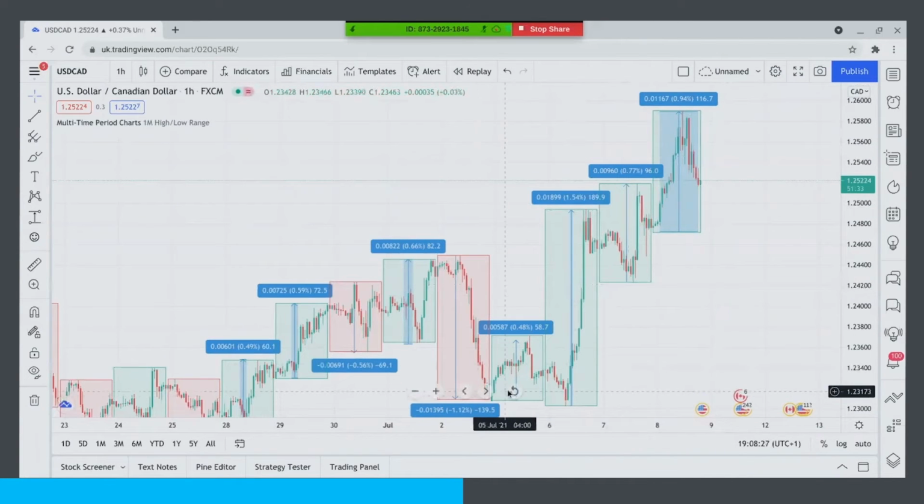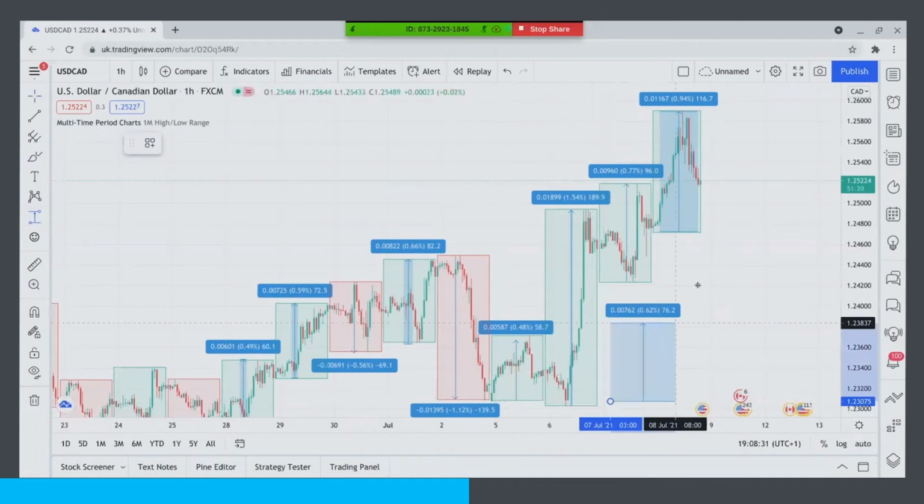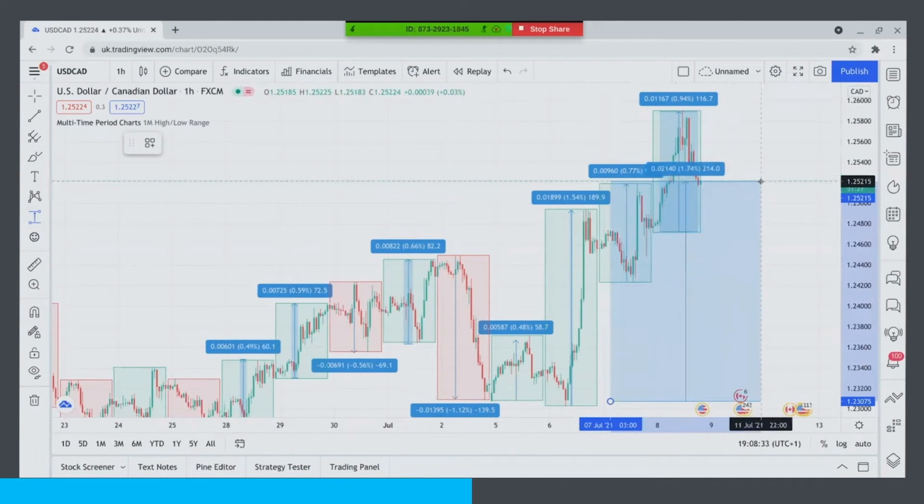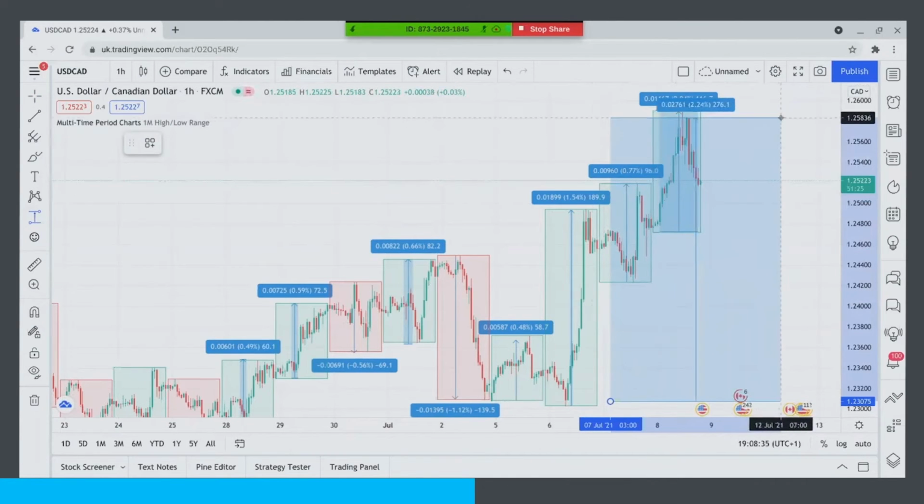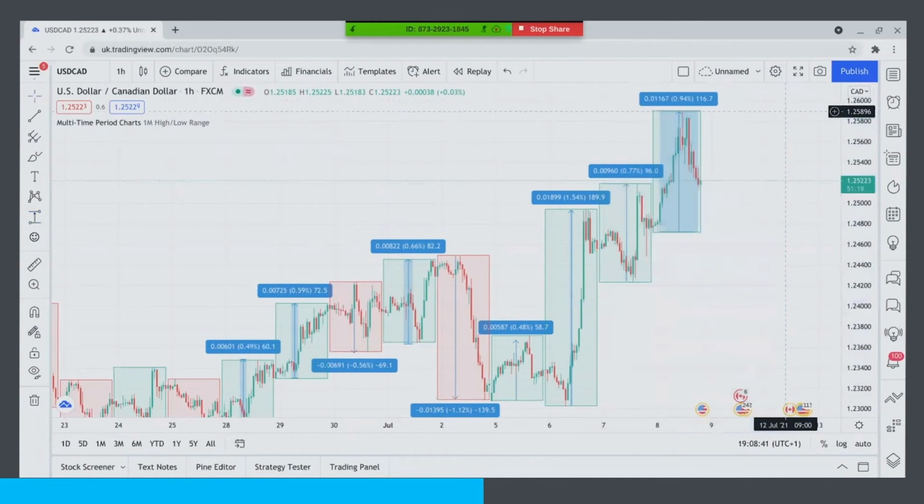So because Monday started all the way down here, let's see how many pips USD CAD is up right now. 100 pips. Can you see that? We got all the way nearly to 300.